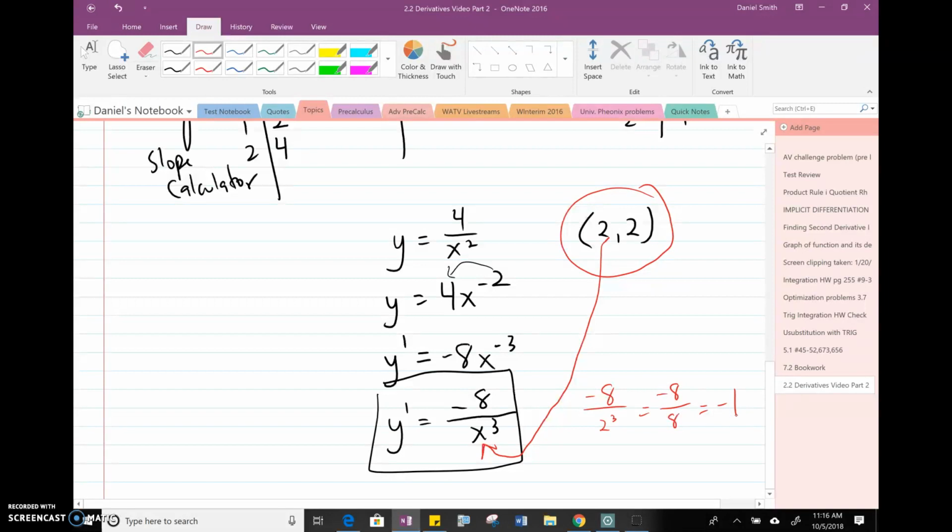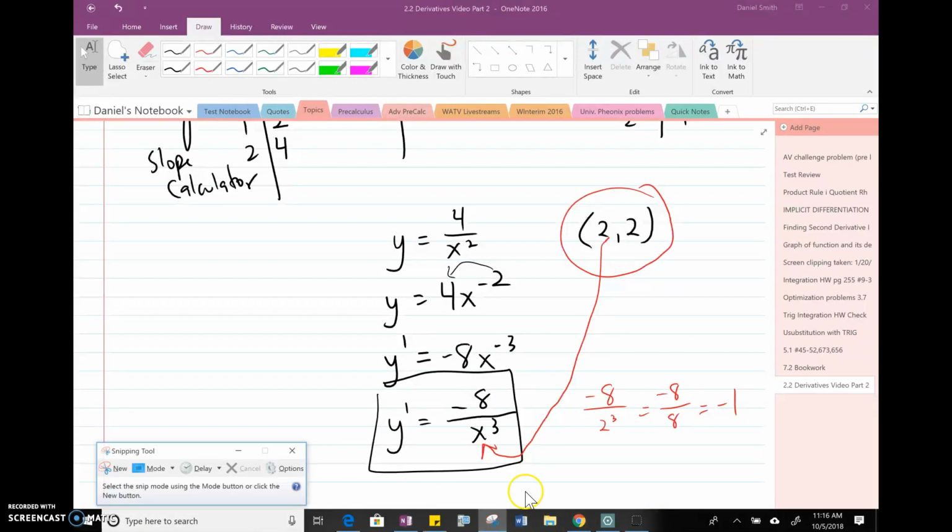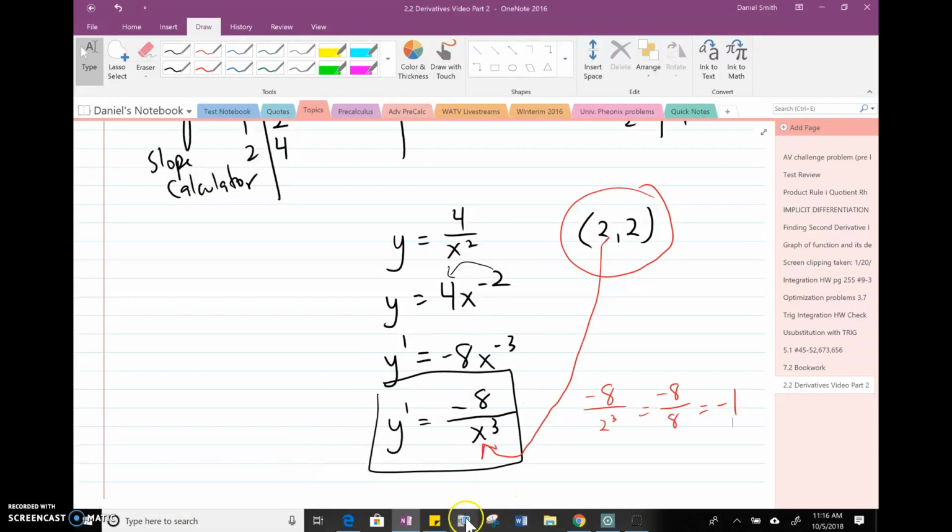And just so you can visualize what a 4 over x squared graph looks like, a 4 over x squared graph will look like this. Let's see if the slope is negative 1 at that point.